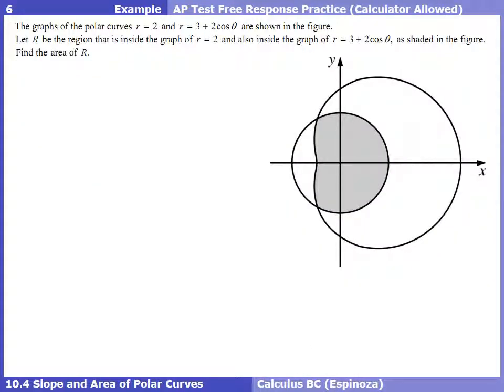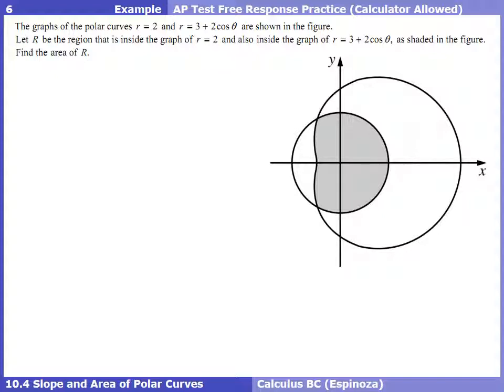Okay, so hopefully those previous 2 slides are now getting us ready to attempt this AP test free response problem, calculator allowed. We have 2 graphs here. We have the graph of r equals 2, which is just this circle right here that has a radius of 2. And then we also have this not quite a limacon, not quite a cardioid. I'm going to call it a dimpled limacon. Either way, the equation of that is 3 plus 2 cosine theta.